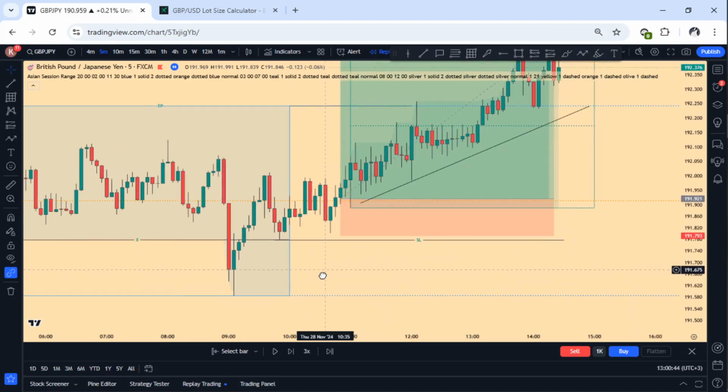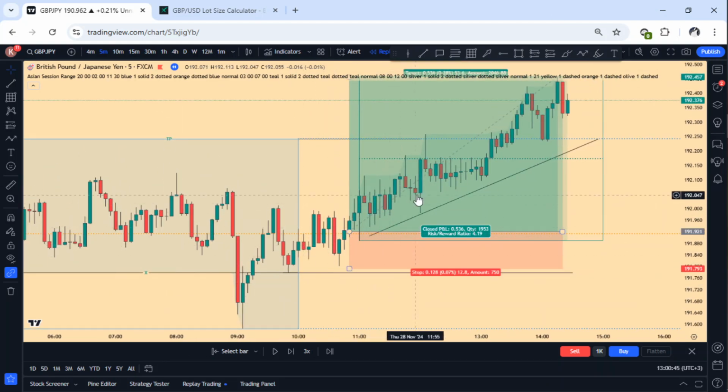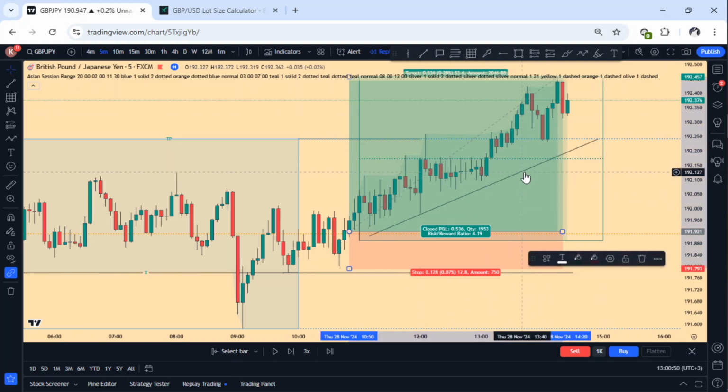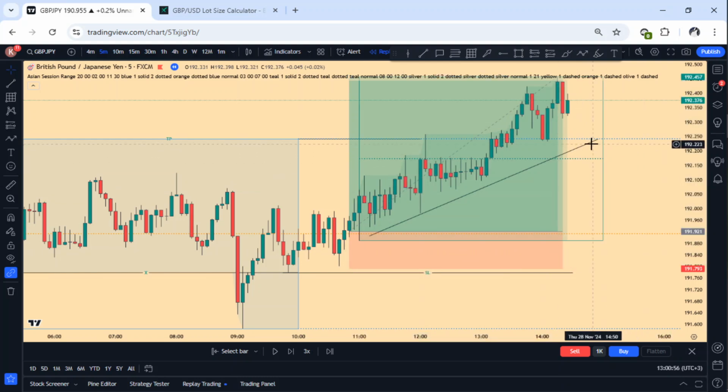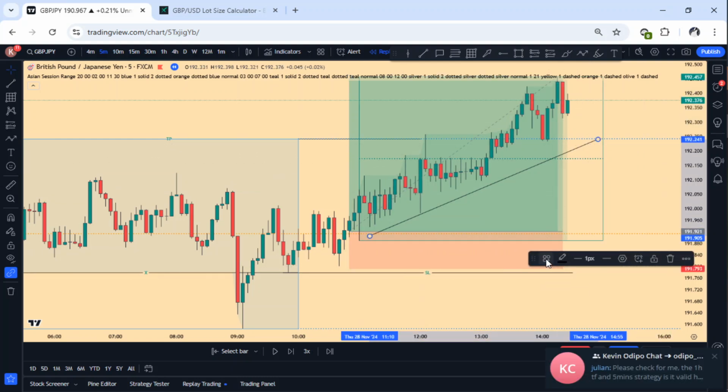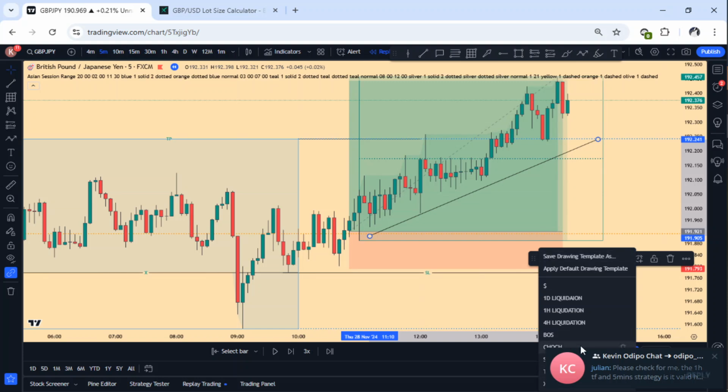But if the market builds lots of liquidity like this, just know that this is liquidity buildup, and everything else is going to be liquidated after this. So that is why you don't need to target much from this particular trade, because the liquidity is so high.